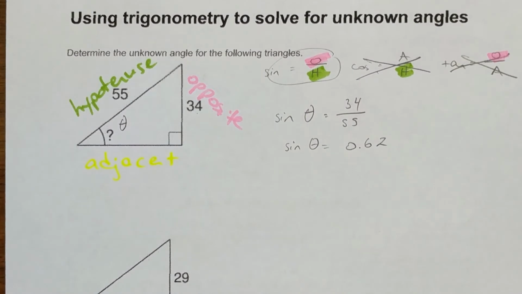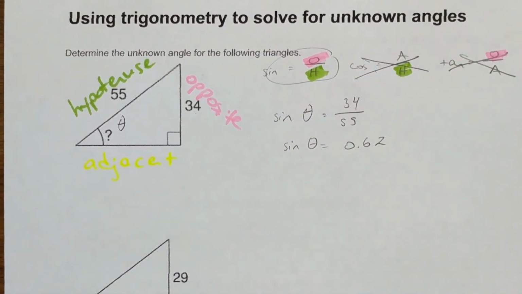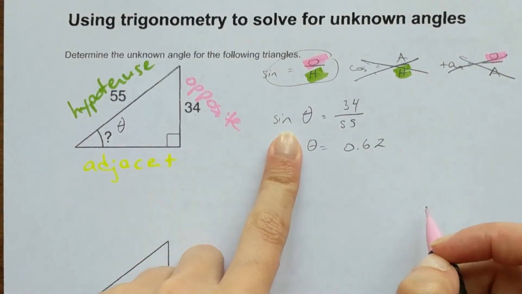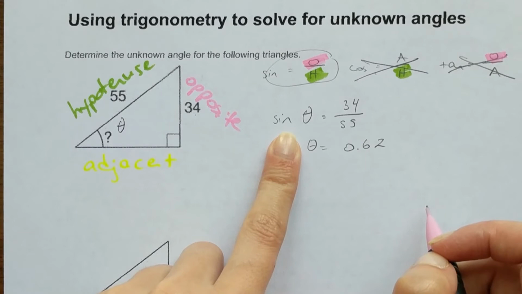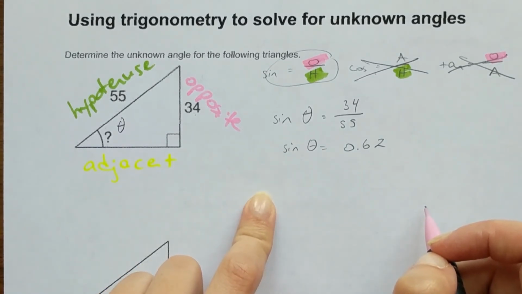That is not my angle. That is what sine of my angle is going to give me. I only want my angle on its own. I need to get rid of the sine. In order to get rid of sine, I need to do sine inverse.